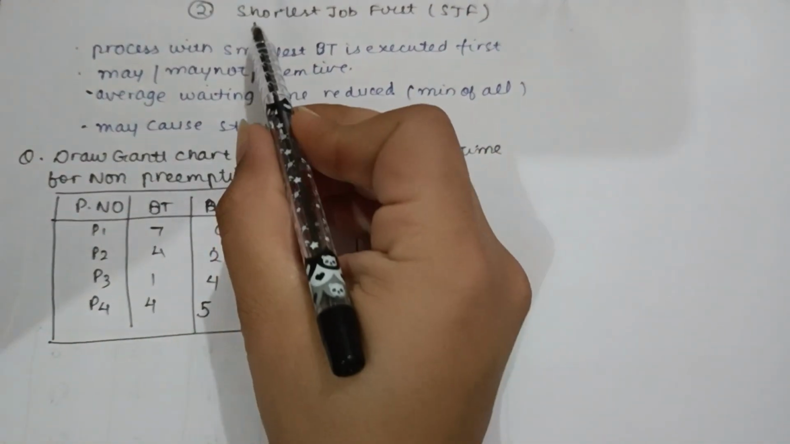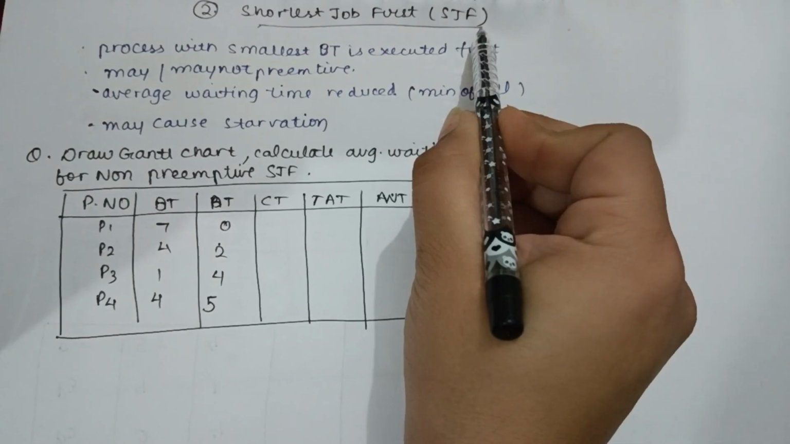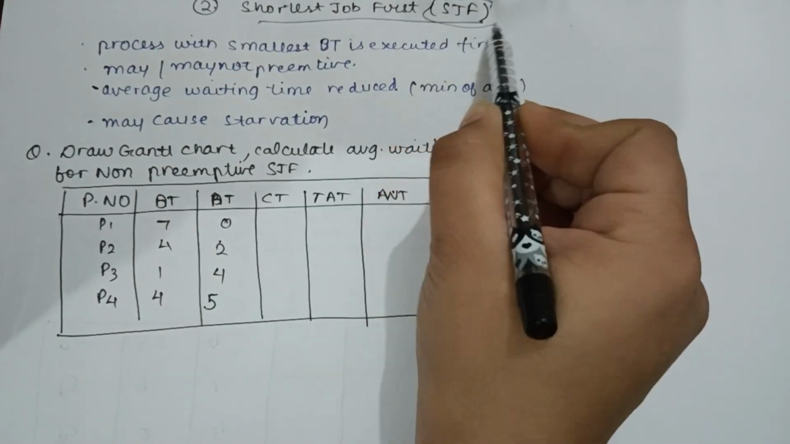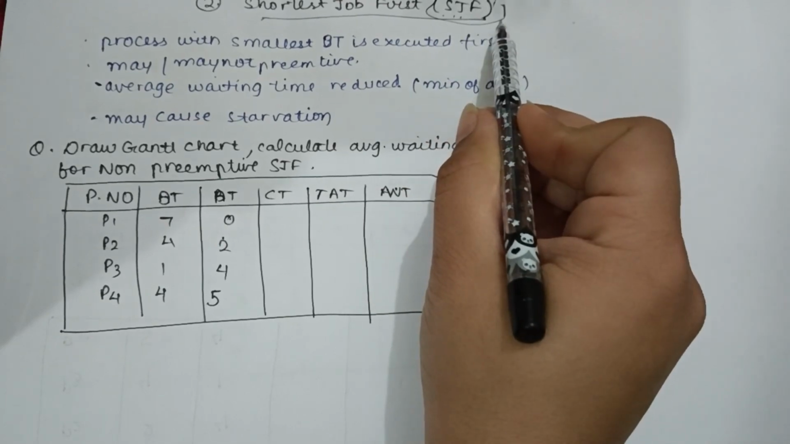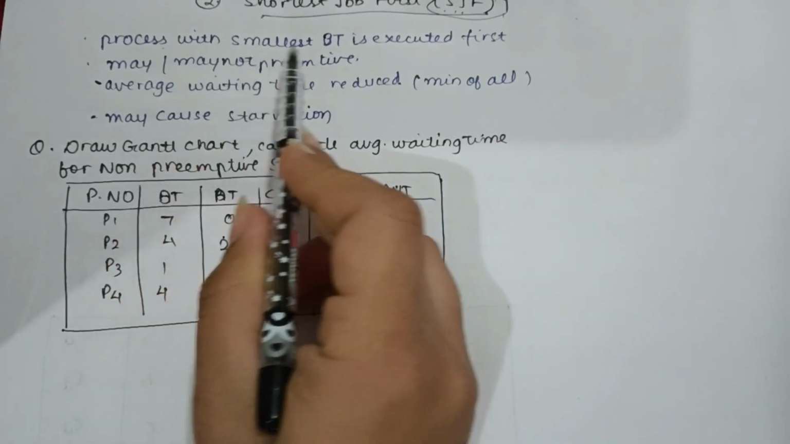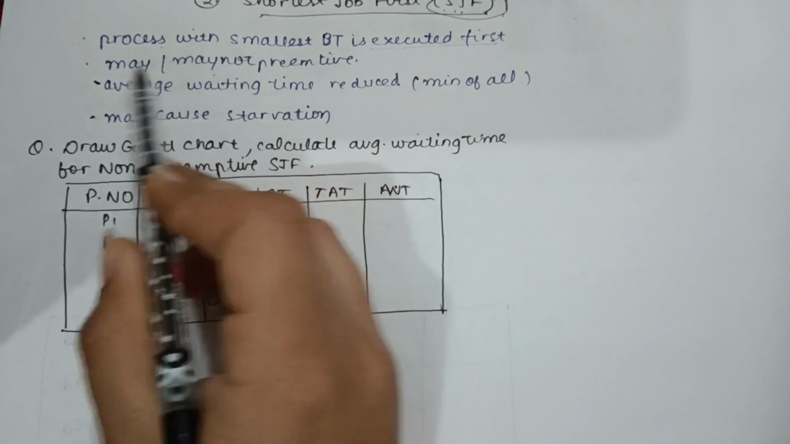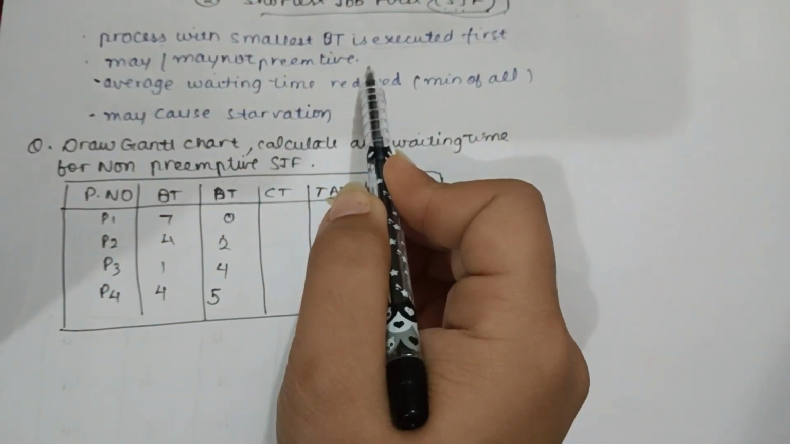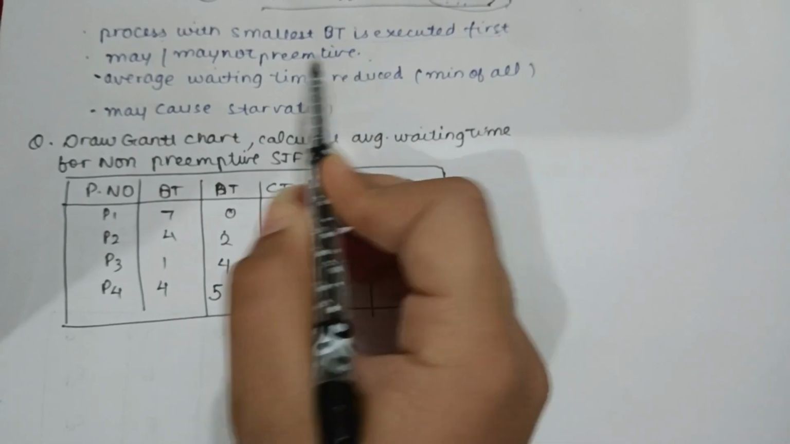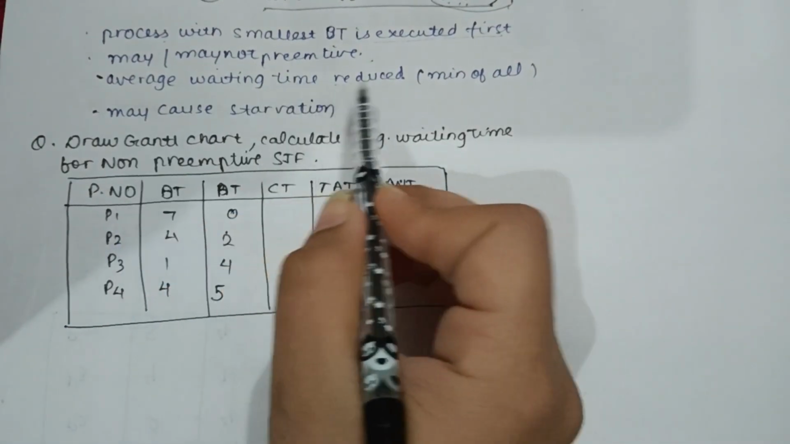So the next one we have is shortest job first. From the name, it's very clear that the process with the shortest burst time is executed first. So the process with smallest burst time is executed first, and this may or may not be preemptive. We are going to look at different examples, one example of each of these. And then we have the average waiting time is reduced.